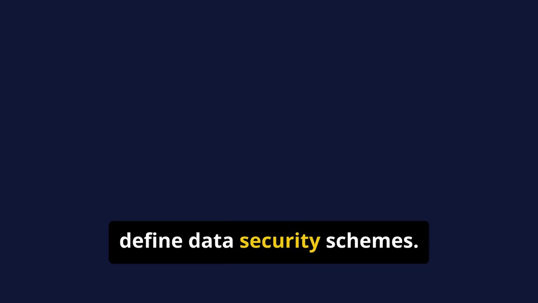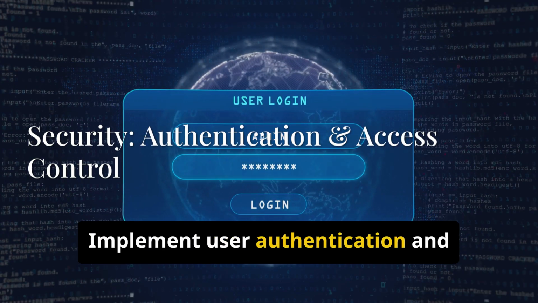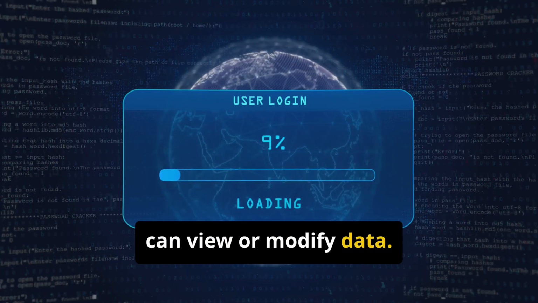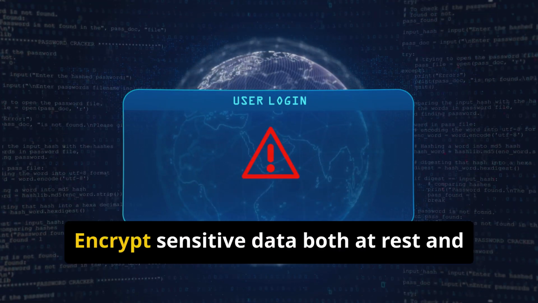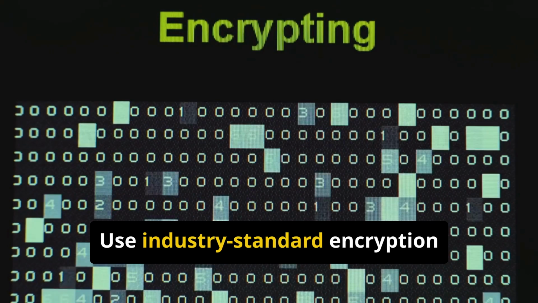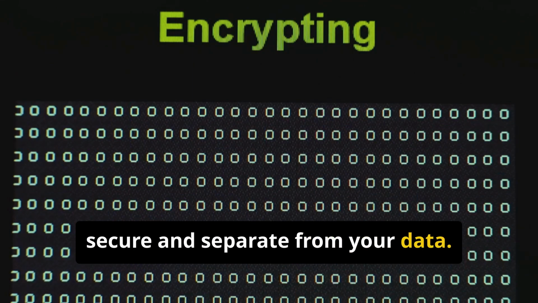Finally, define data security schemes. Security is critical. Implement user authentication and role-based access control to restrict who can view or modify data. Use strong passwords and multi-factor authentication where possible. Encrypt sensitive data both at rest and in transit. Use industry-standard encryption algorithms and keep your encryption keys secure and separate from your data.